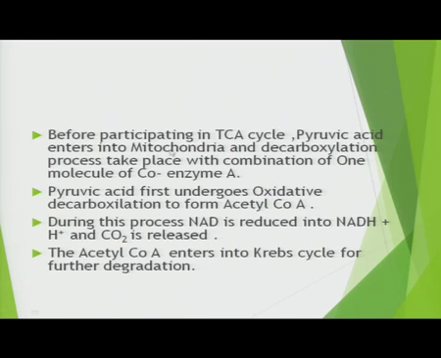As already discussed, before participating in the TCA cycle, pyruvic acid is first converted into acetyl coenzyme A, and during this process NAD is reduced to NADH plus H plus and carbon dioxide is released. The acetyl coenzyme A, the product of oxidative decarboxylation, now enters the Krebs cycle for further degradation.